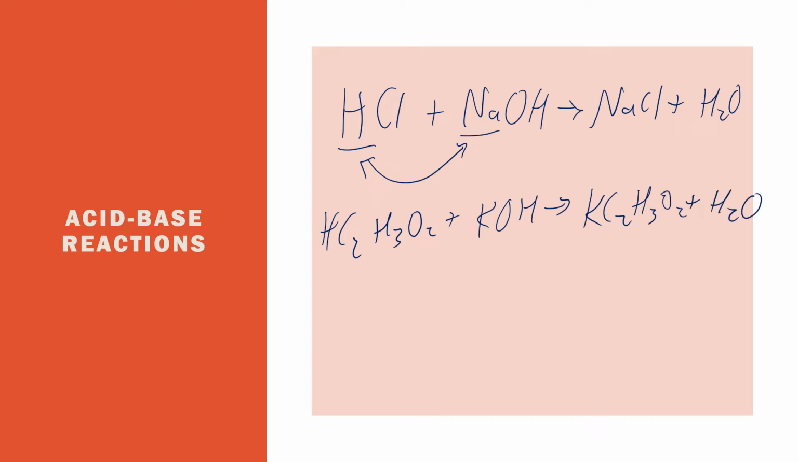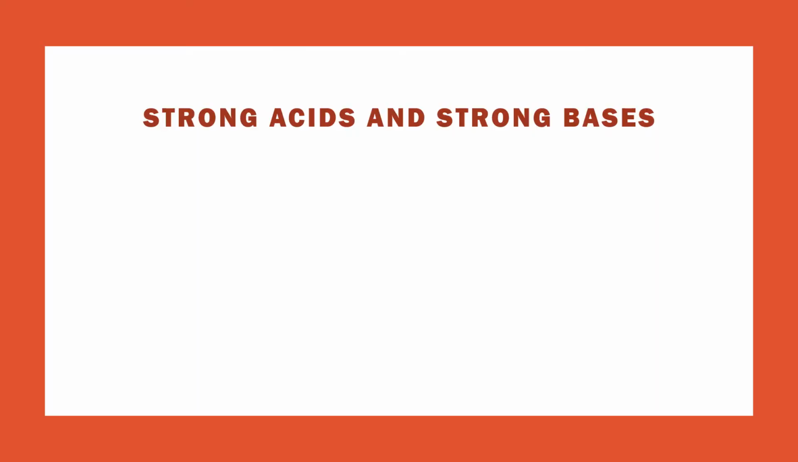Now, be careful with your net ionic equations. When you have a strong acid or a strong base, you want to completely dissociate it in your net ionic equation. But if you have a weak acid or a weak base, you do not dissociate those ions. You would still write aqueous for them, though. So let's review those strong acids and strong bases.